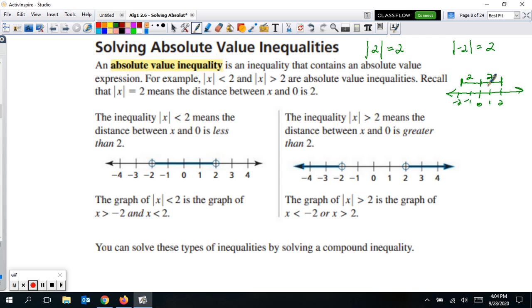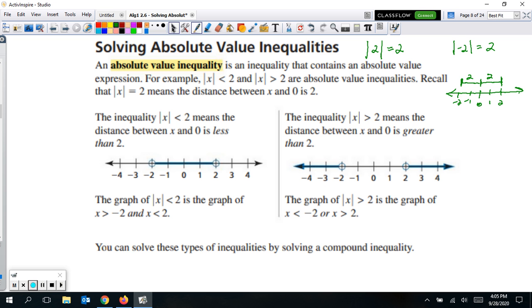Recall that if you travel a particular distance, it doesn't matter which direction you travel, whatever you travel is always a positive distance. If I travel 2 miles to the right, it's the same as if I travel 2 miles to the left. I'm not traveling a negative distance. Distance will always be positive.